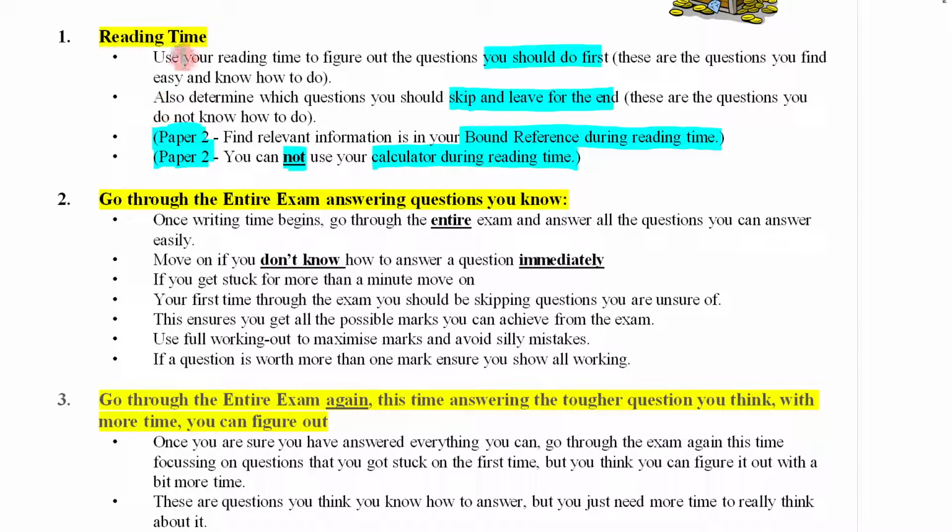Now, step 2. So after the reading time, you're going to go through the entire exam answering questions you know. So once writing time begins, go through the entire exam and answer all questions you can answer easily. Move on if you don't know how to answer a question immediately. So if you're looking at a question and you don't know how to answer it, move on. You need to prioritize the questions you do know how to answer. So if you're stuck for more than a minute, move on. Don't just sit there and look at a question and be like, I don't really know what to do here. If you're stuck for more than a minute on a question, you should leave and come back to it later.